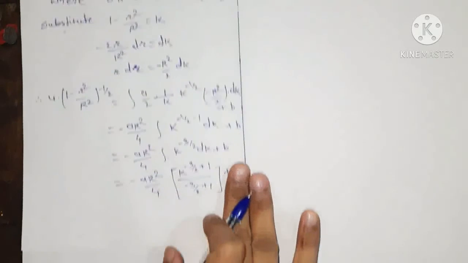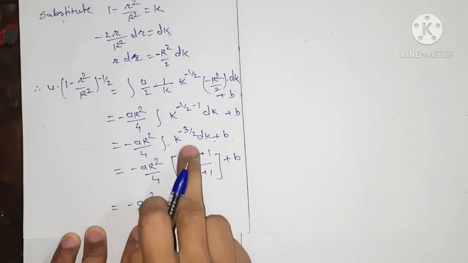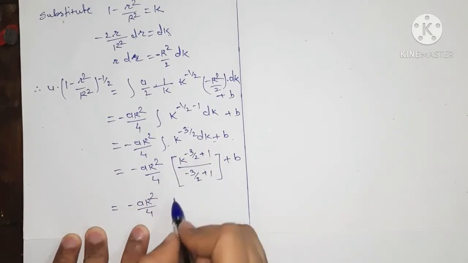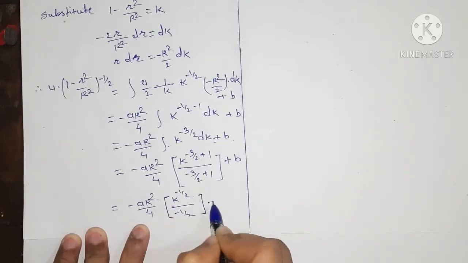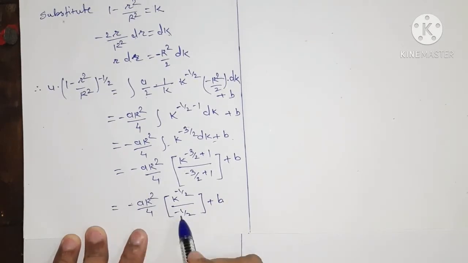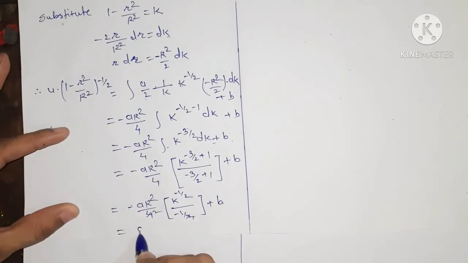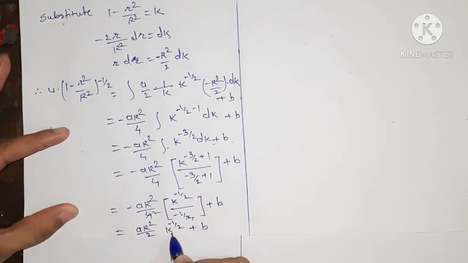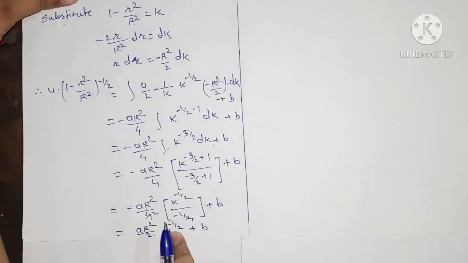Okay, so this equals minus ar square upon 4, and the value of minus 3 upon 2 plus 1 is minus half. So k to the power minus half upon minus half plus the constant of integration b. Now minus can be taken common, so minus minus gives plus, and 2 ones are 2, so we have ar square upon 2 into k to the power minus half plus b, and the value of k is nothing but 1 minus r square upon capital R square.